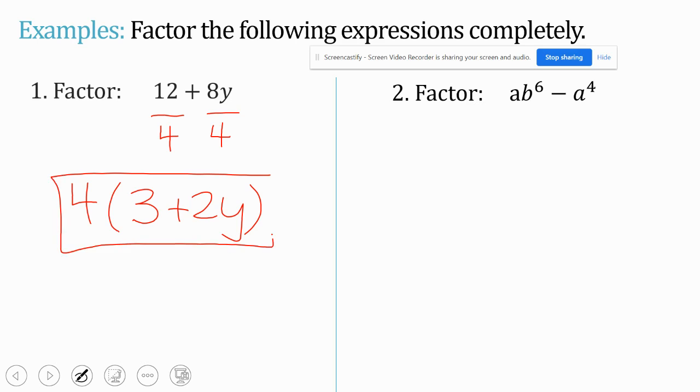That's it. So when you have numbers like that, it's pretty simple. Just think of the GCF of those numbers, divide. Don't forget to put the GCF on the outside of your answer. Okay, example number 2, we have a times b to the sixth minus a to the fourth. So we can see in this example that they both have an a, but only one of them has a b. So the b will not be part of the GCF because it is not in both terms.